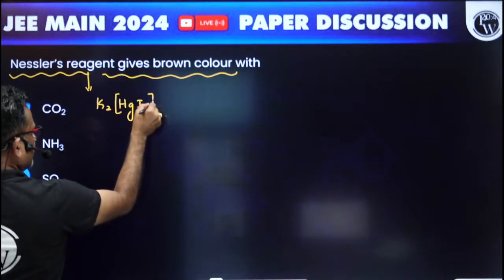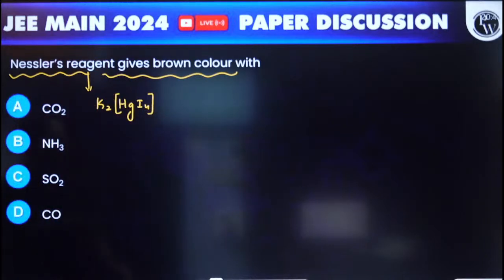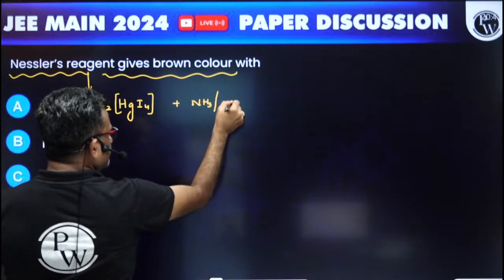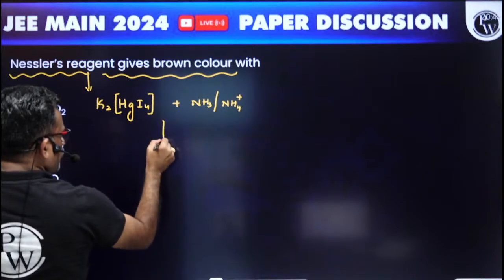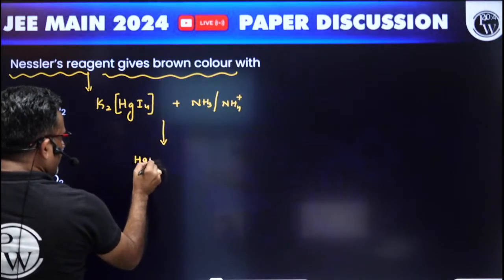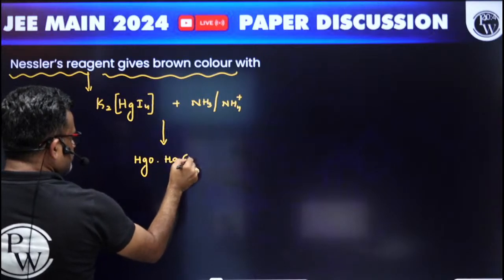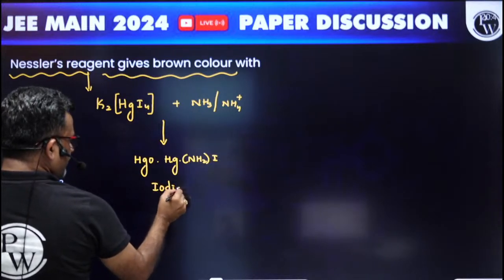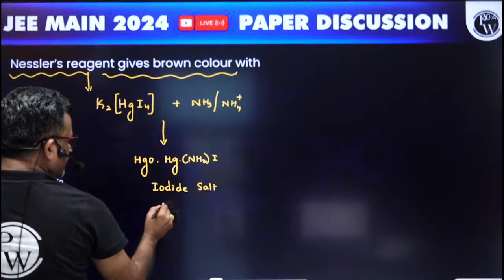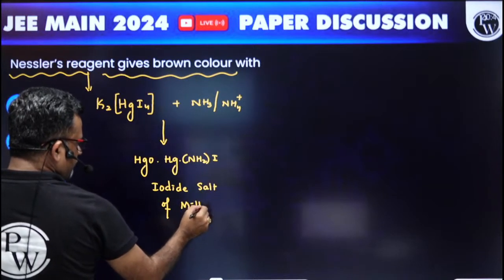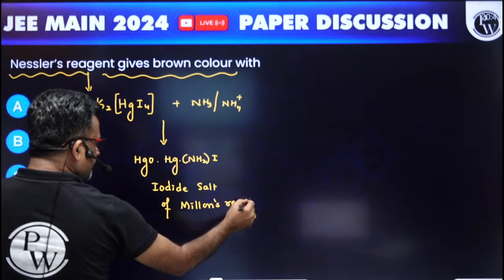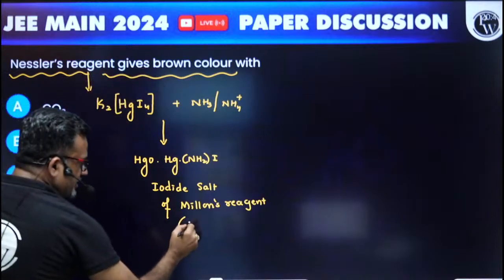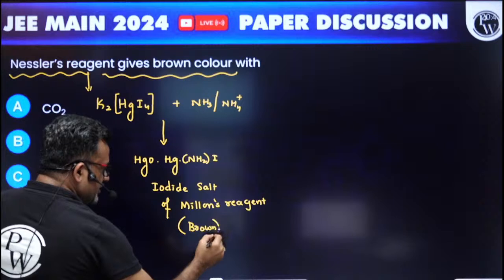K2HgI4. In the next session they may ask you its name also, right? So this one, when it reacts with ammonia or ammonium ion, what is this going to form? This is going to form a salt of iodide, HgO·HgNH2I, which is called the iodide salt of Millon's base. Got it? This is what is brown in color. This appears brown in color.